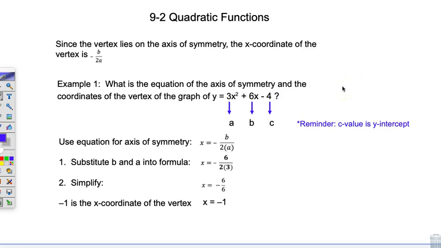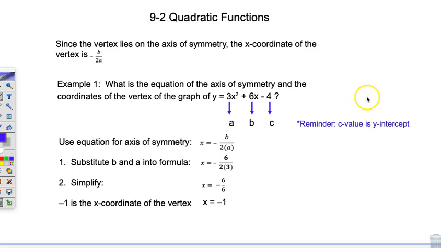Since the vertex lies on the axis of symmetry, that x-coordinate of the vertex is this part of that formula. So that's why you're always seeing x is equal to negative b divided by 2a. So let's take a look at an example, and things will probably fall into place then.